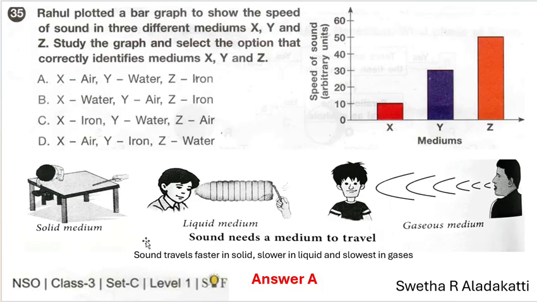So which is the solid medium? Iron is the fastest. Okay, fastest speed. So Z is iron. Y, liquid, is slower, which is water. X, air, which is the slowest, the gaseous medium. So we go with option A: X, air; Y, water; Z, iron.